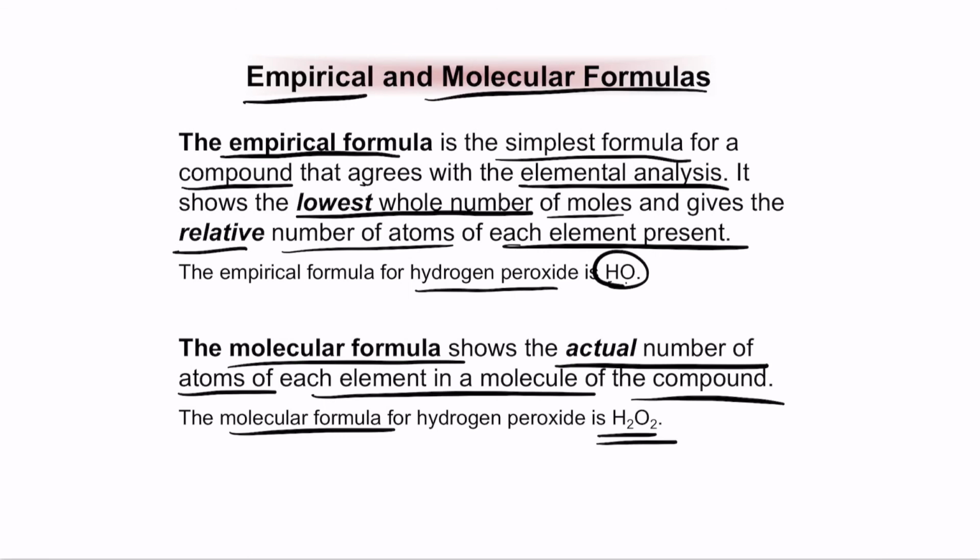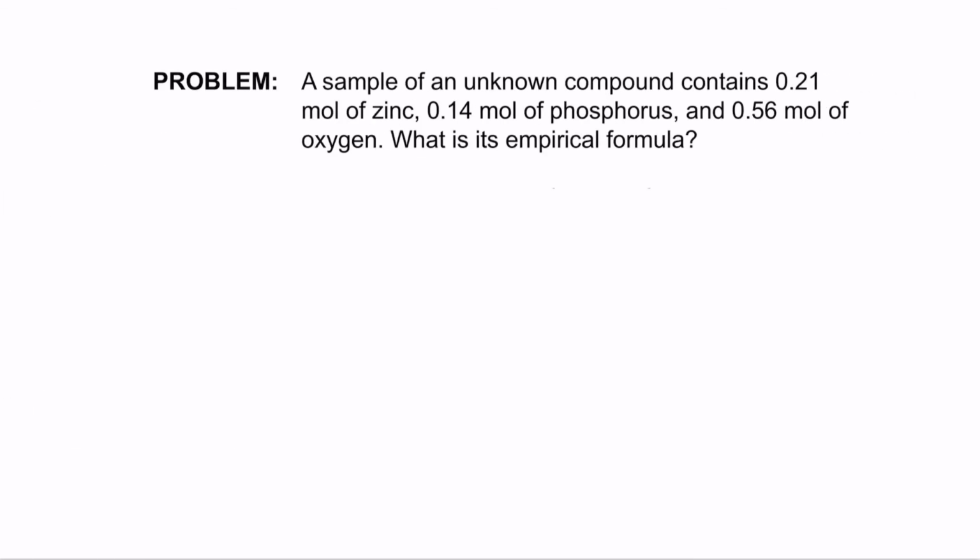So, you take out the common factors first. So, you bring it to the smallest number possible of each element. That is the empirical formula. And for the molecular formula, we bring it to the molecule's actual identity. So, let's take an example. You have a sample of an unknown compound that contains 0.21 moles of zinc and 0.14 mole of phosphorus and 0.56 mole of oxygen. What is its empirical formula?